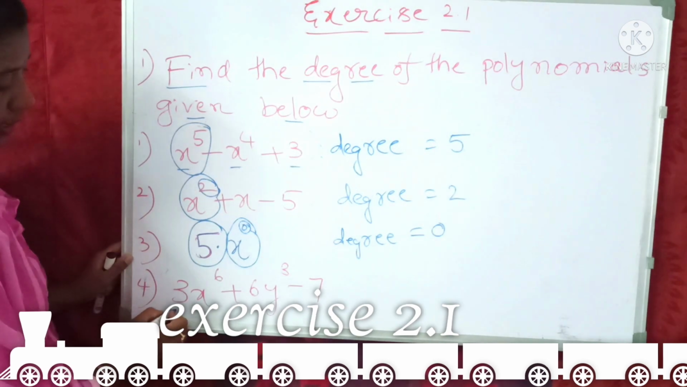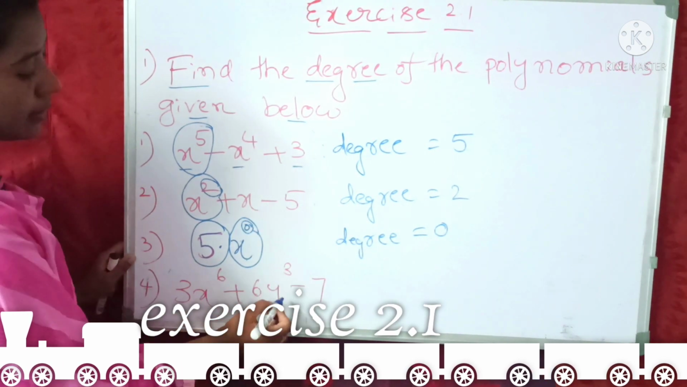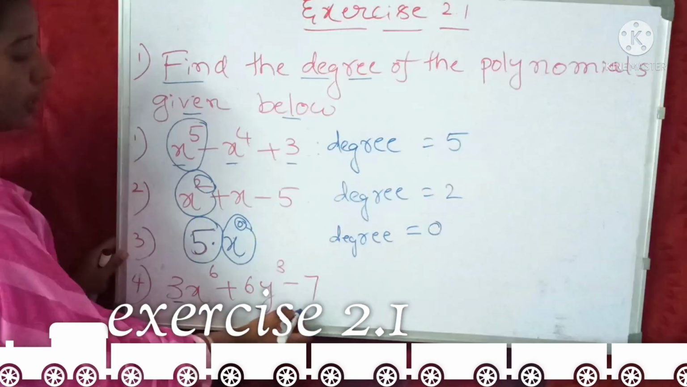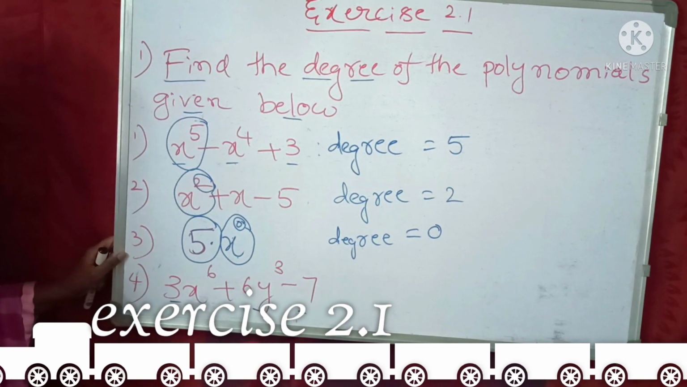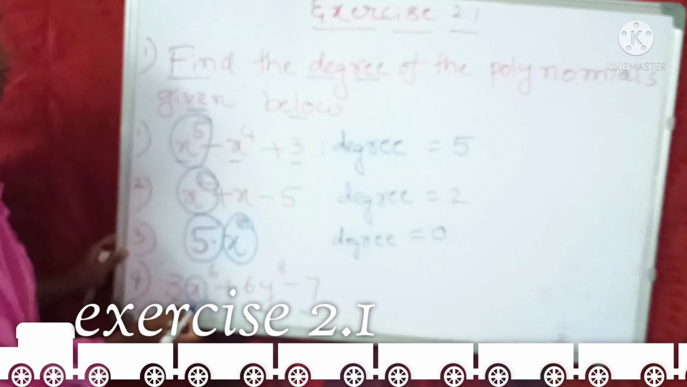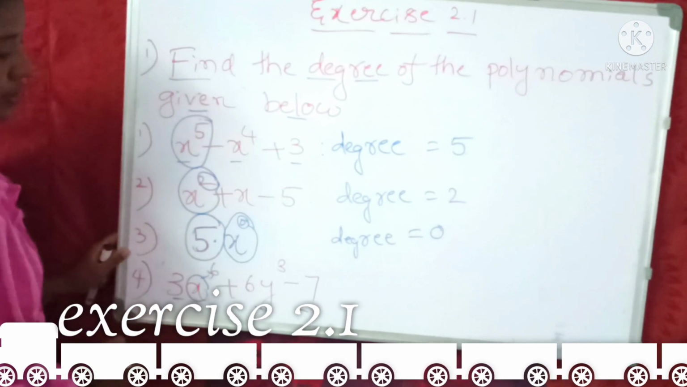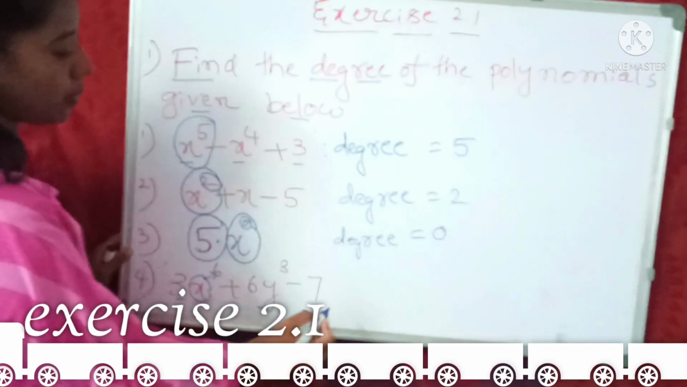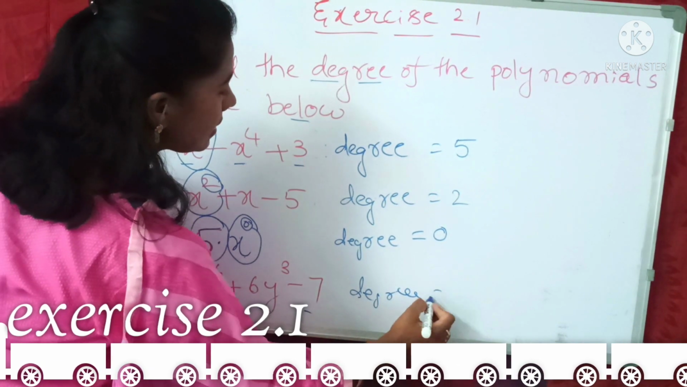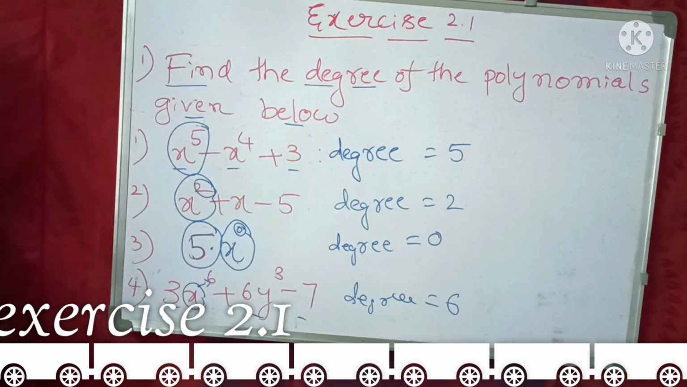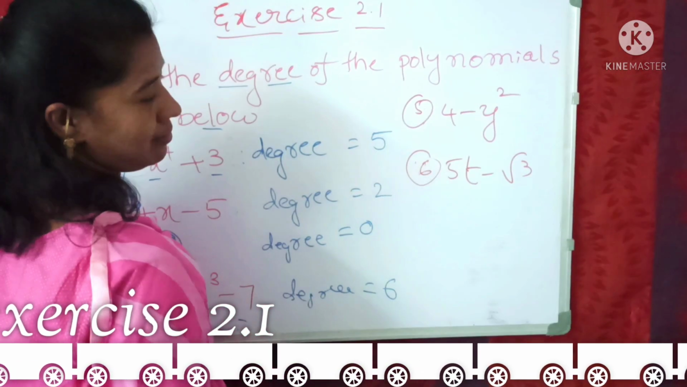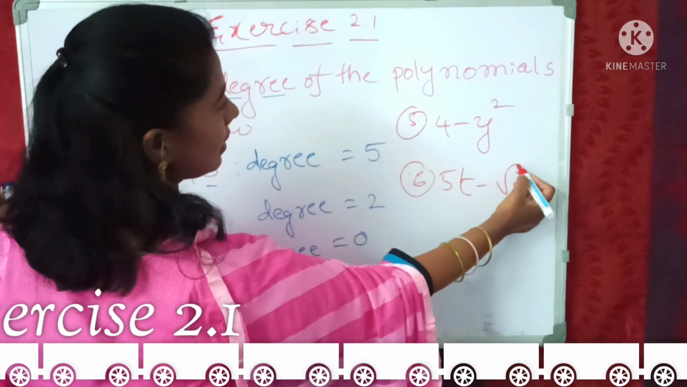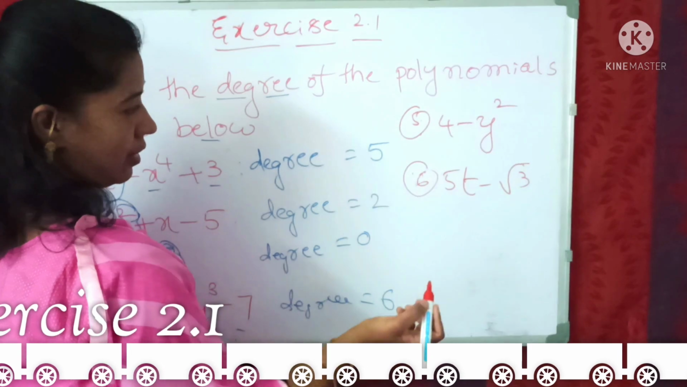And the last one is 3x to the power of 6 plus 6y cube minus 7. What about this one? This is a polynomial with 2 variables. In this also we can choose the highest power of the variables. So highest power of the variable is x, the power is 6. So degree of the given polynomial is 6. Okay. Stop. These are homework for you. Fifth one is 4 minus y square and sixth one is 5t minus root 2. I think you do homework.